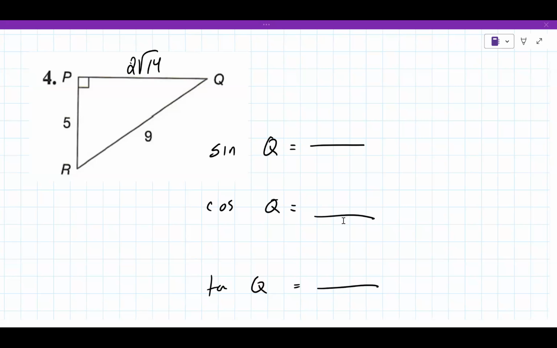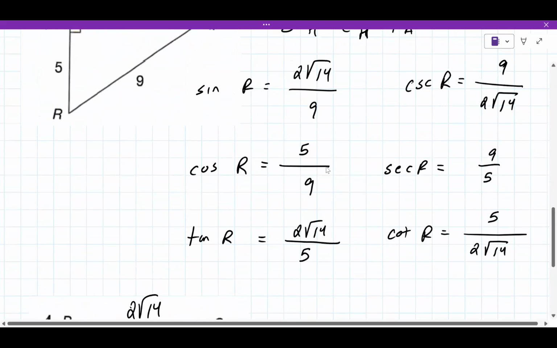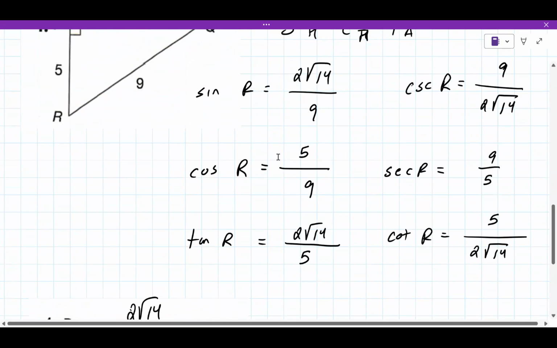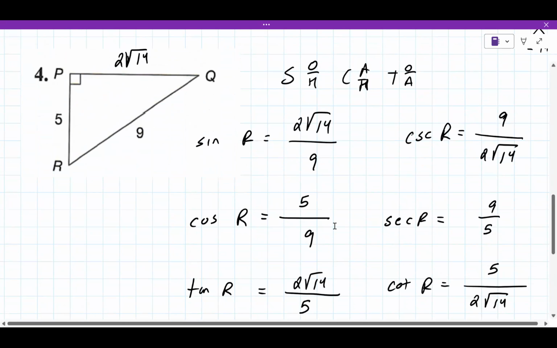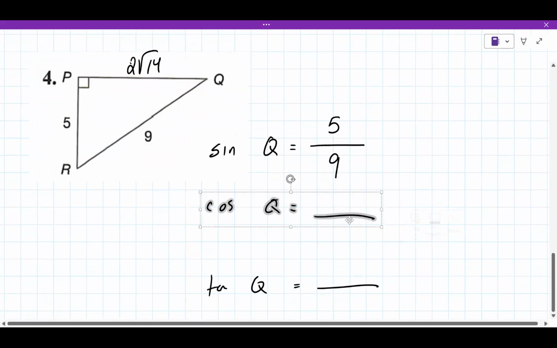Okay, for the sine of Q, would it be 9 over 5? You've got them. 5 over 9. Yes. Now we talked about this in the last problem. 5 over 9. Notice that's the same as the cosine of R. There's a relationship between them, which means that cosine of Q is going to be the same as sine of R.